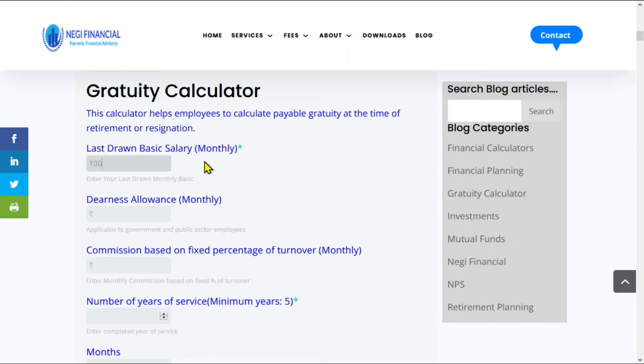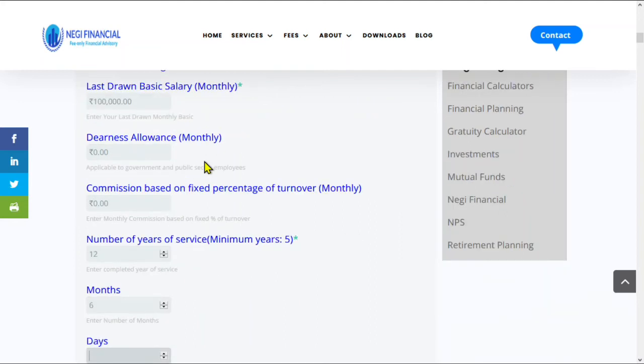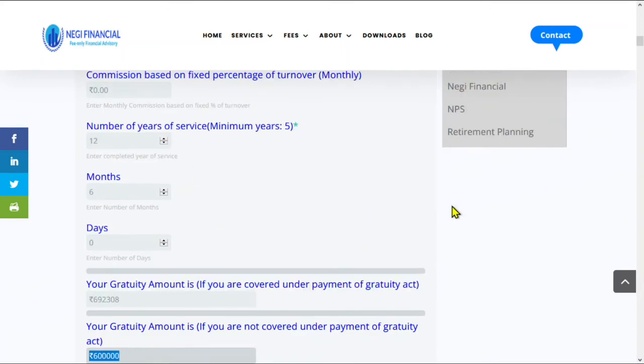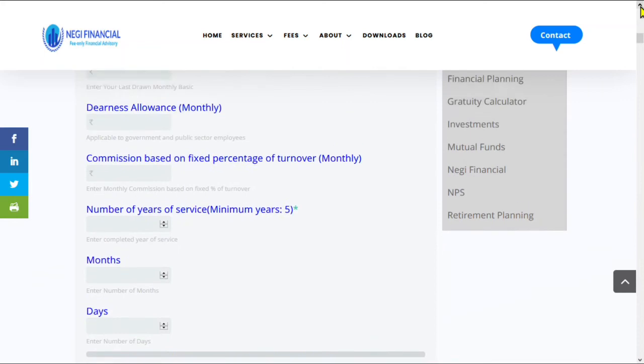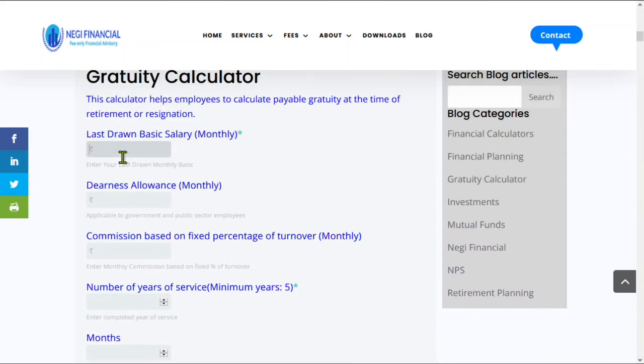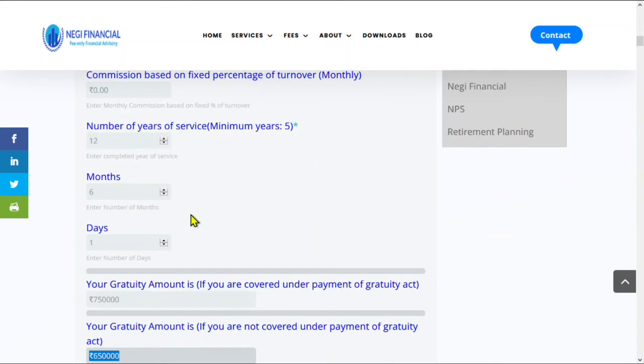Suppose you have 1 lakh monthly basic amount, 0 dearness allowance, 0 commission, for 12 years, 6 months, 0 days. The amount of gratuity that you may receive is 6,92,000. Just reset it, and put the same amount: 1 lakh rupees, 0, 0, 12 years, 6 months, 1 day.